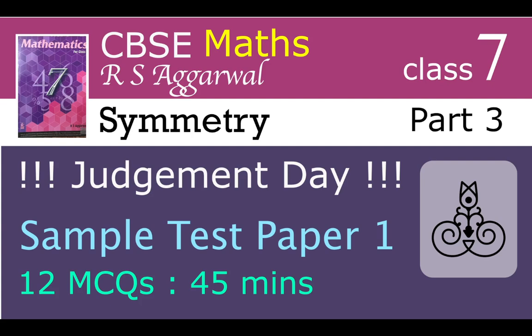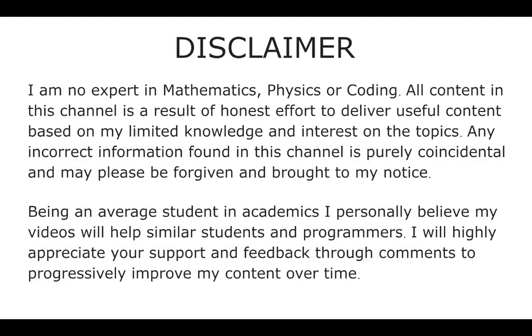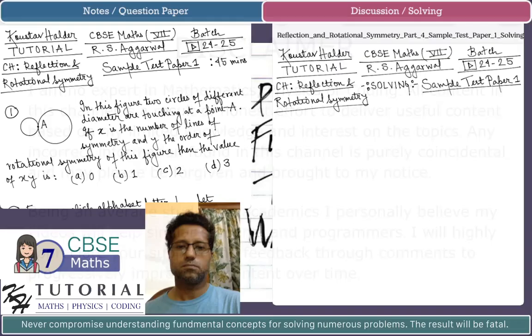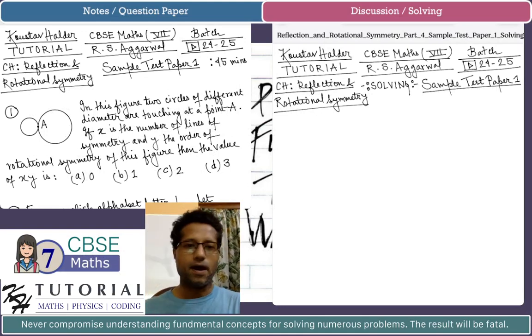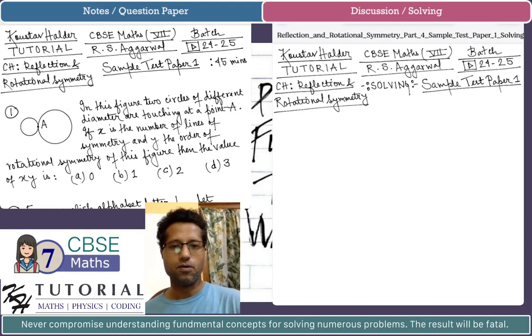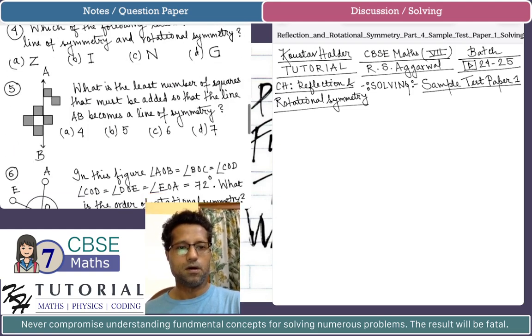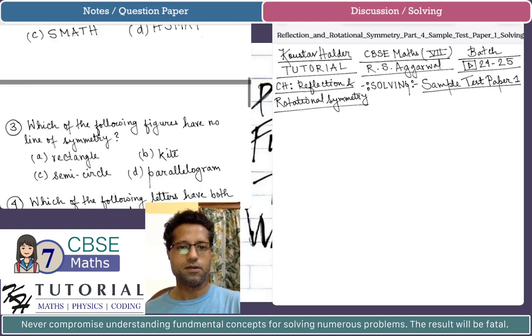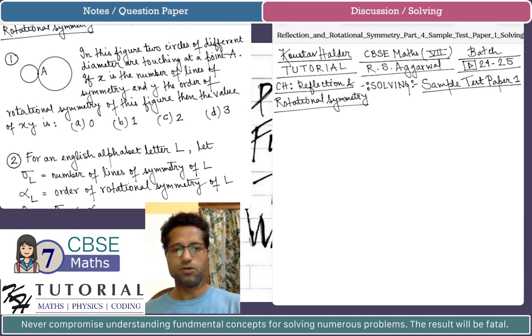So let's start solving the test paper 1. Okay, so I have the test paper 1 on the left hand side. I hope it is visible properly. And on the right hand side, I will solve the paper. So this paper, as you can see, has 12 questions. All the questions are MCQ. Each question has 4 choices, A, B, C, D, and one of the choices is correct, which you have to mark.